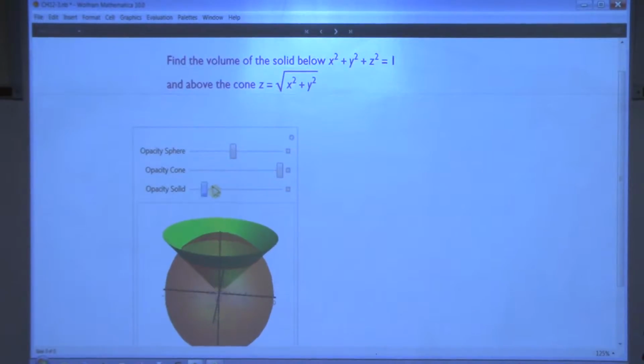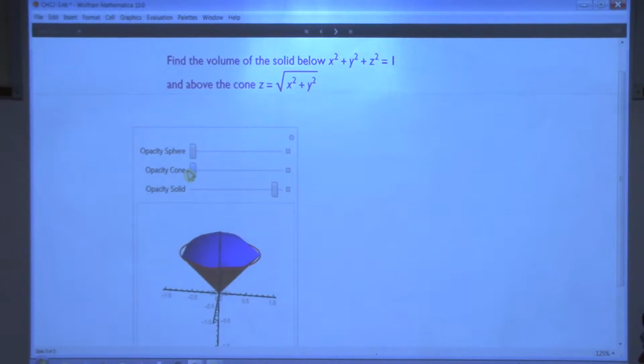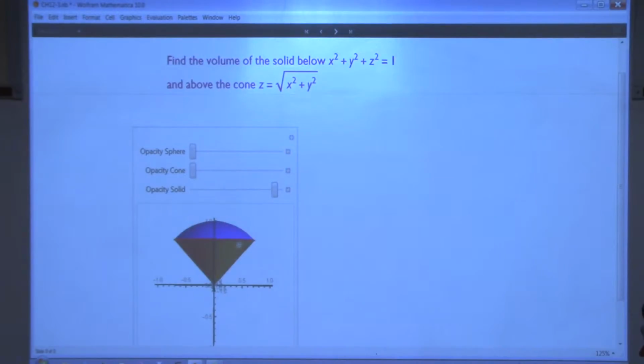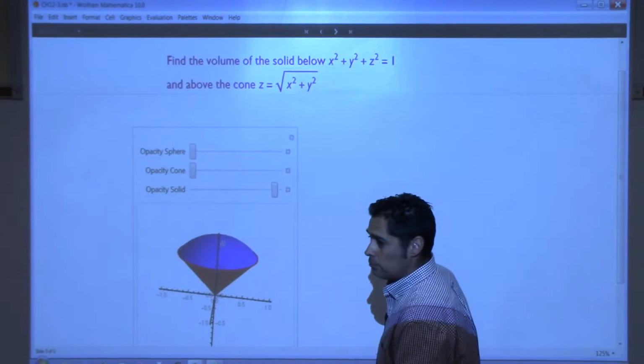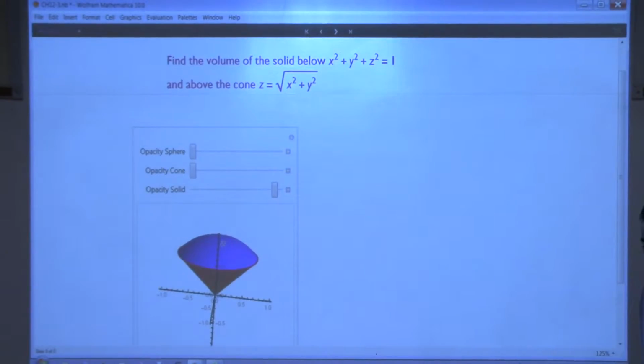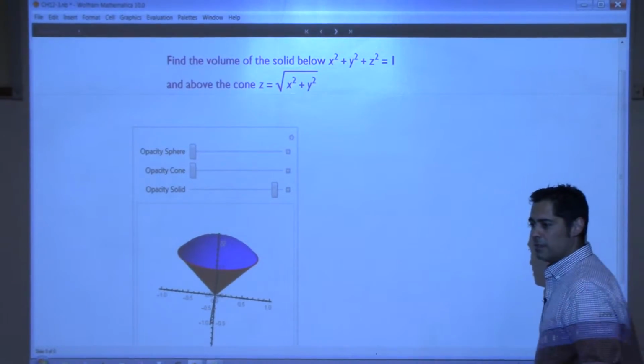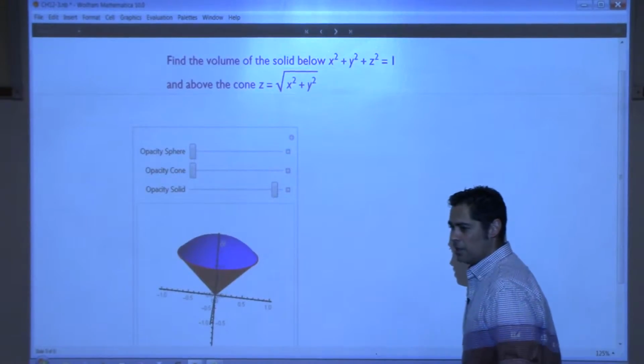So that thing right there looks like a snow cone. Right? Does that look like a little snow cone? What's its volume? So how to do this? Any ideas?